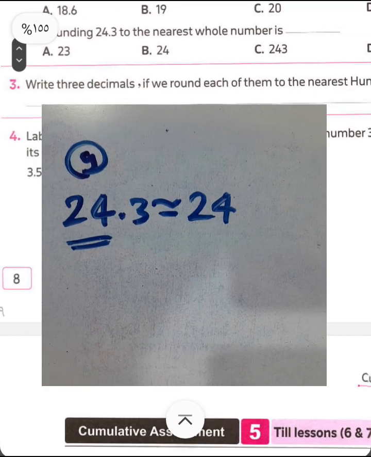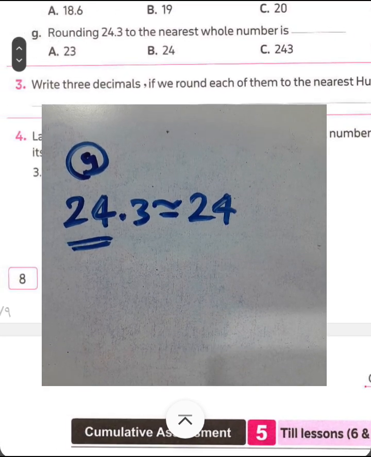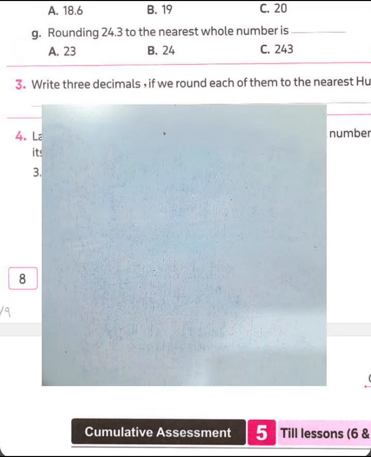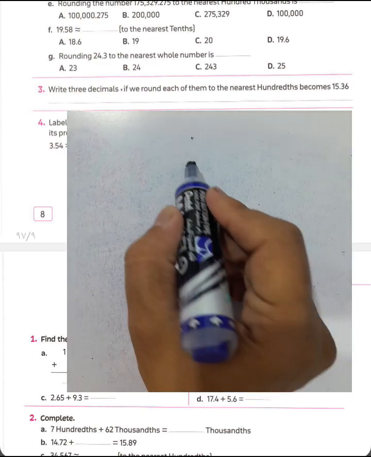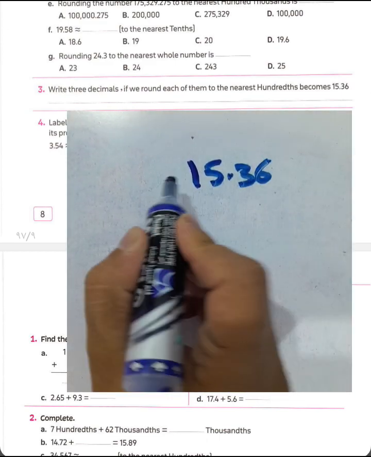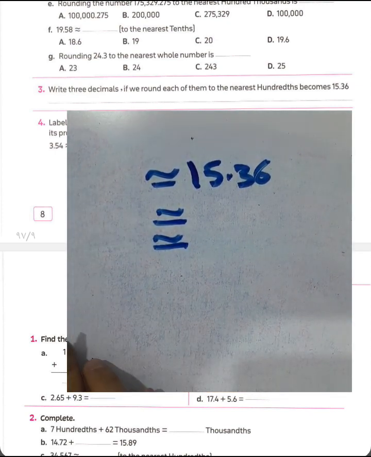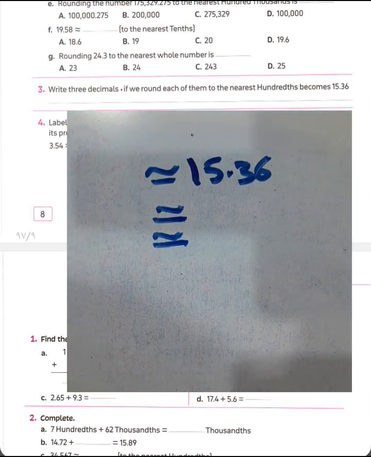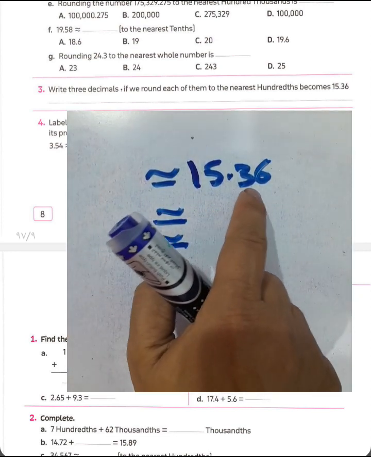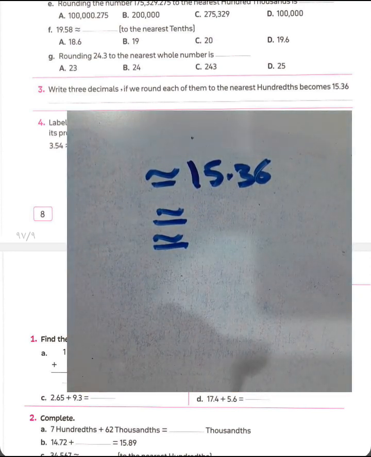Question number 3. Write 3 decimals which, if you round each of them to the nearest hundredth, become 15.36. We want 3 numbers approximated to the nearest hundredth. It will be 15.36.